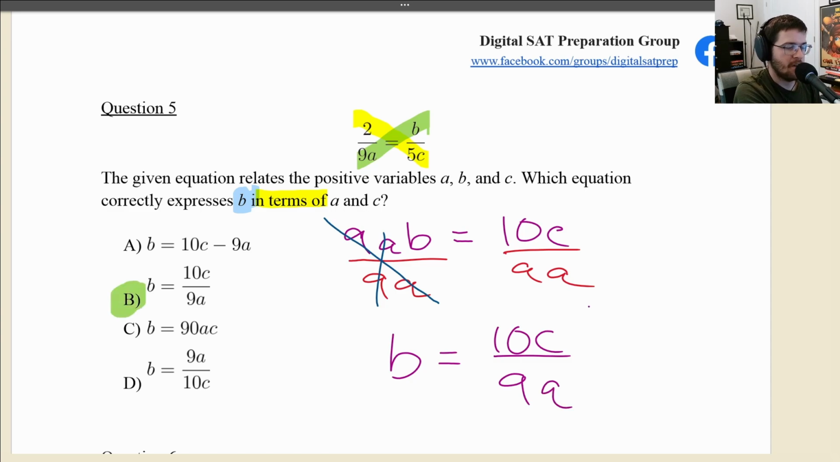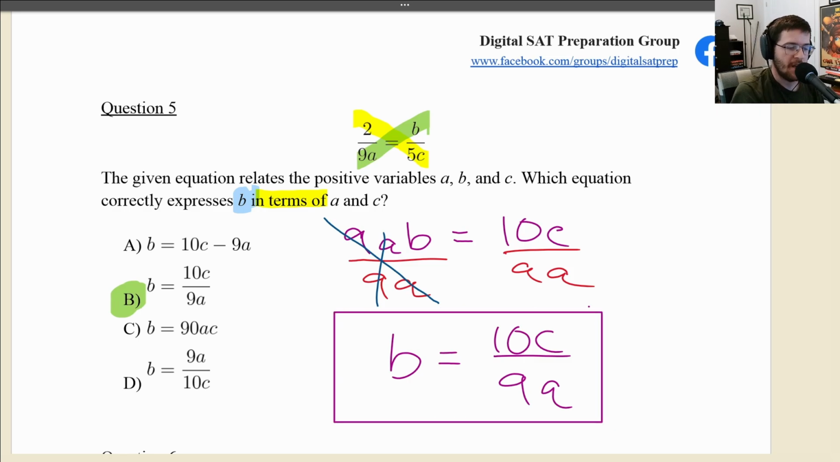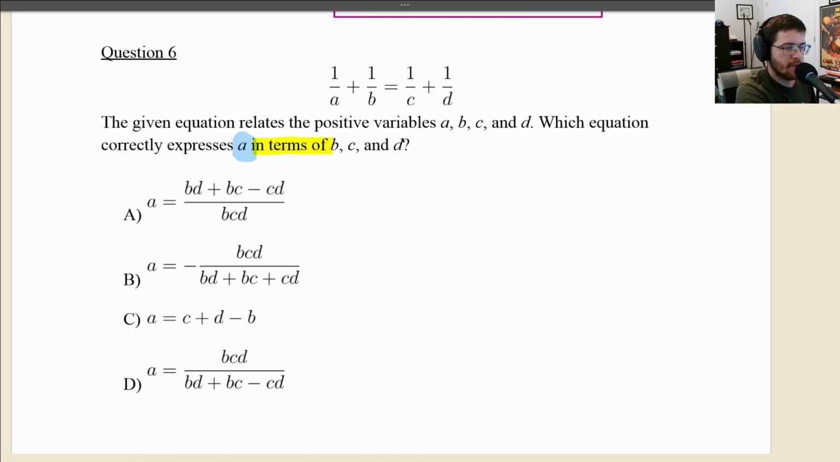Just don't forget, guys, in another problem like this, you might have to simplify further. C and A don't have anything in common, and 10/9 is a simplified fraction. So we're all good. Okay, question 6.